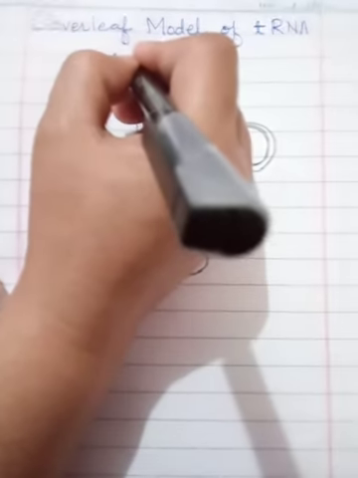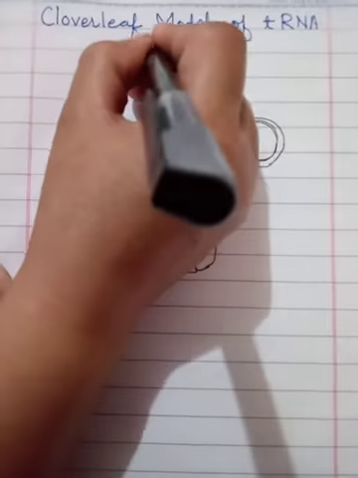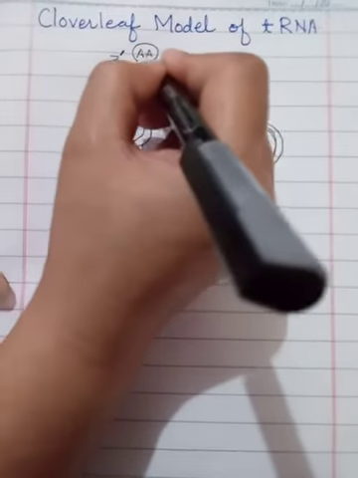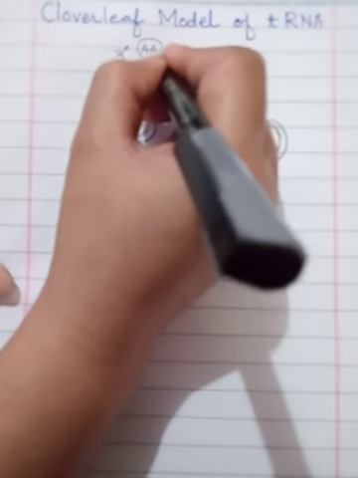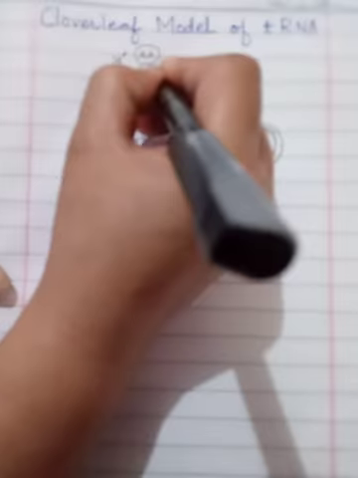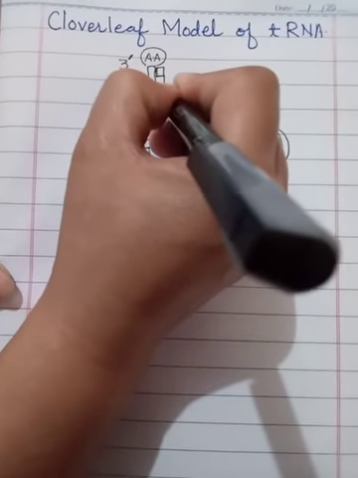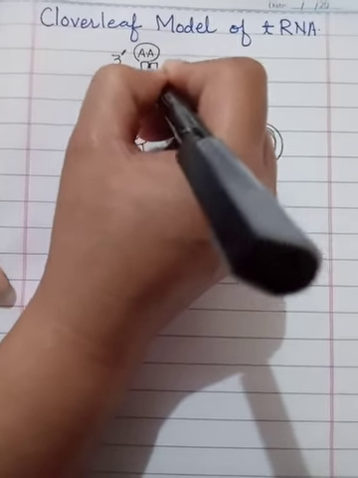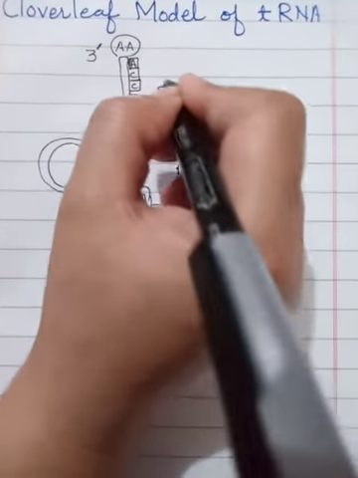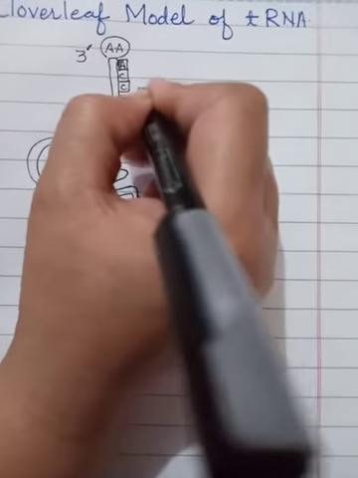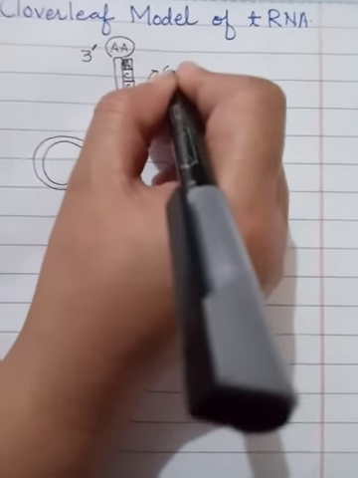Students, at the 3' end the amino acid attaches itself. So this is the amino acid carrying site, and this 3' end always ends with the nucleotides C, C and A. Always it ends with CCA, and this 5' end ends with a guanine nucleotide.